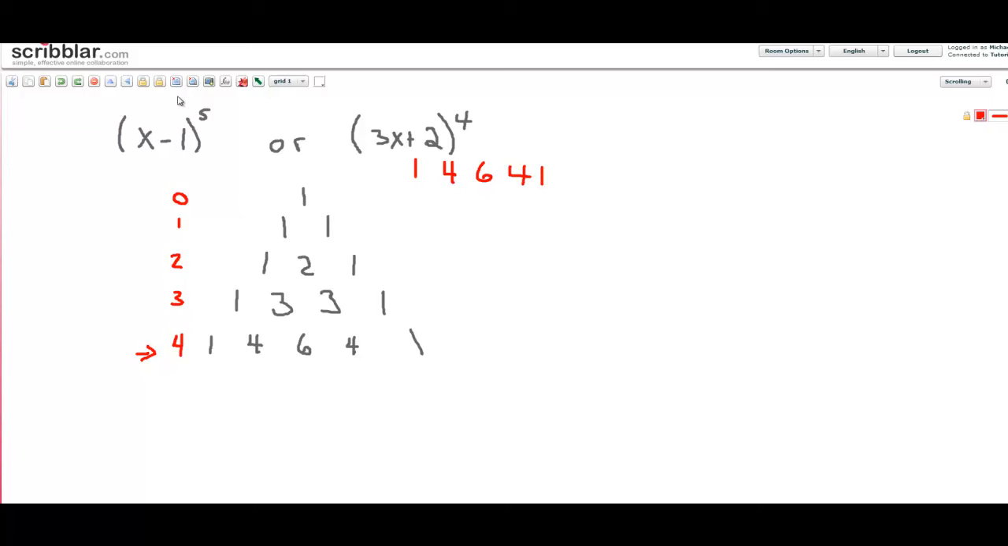All right, and now let's go one more, because that one's a degree of 4, so we have to go one more for a degree of 5. And so we have 1. 1 and 4 give me 5. 4 and 6 give me 10. 6 and 4 give me 10. And 4 and 1 give me 5. And then you bring down the 1.